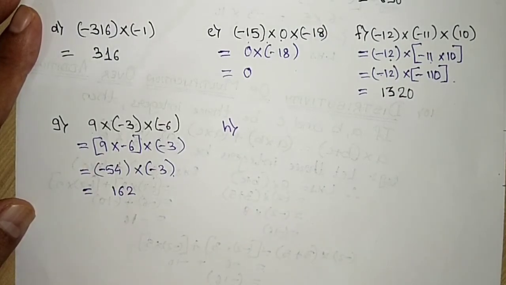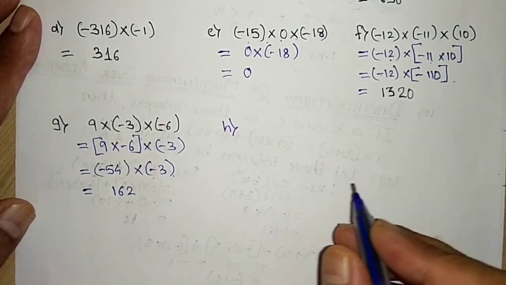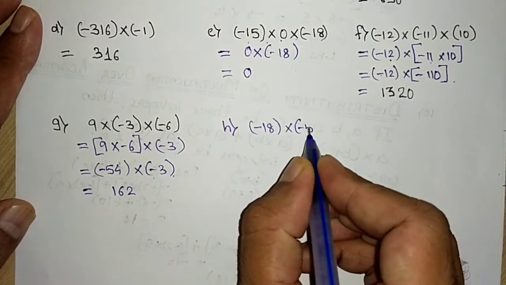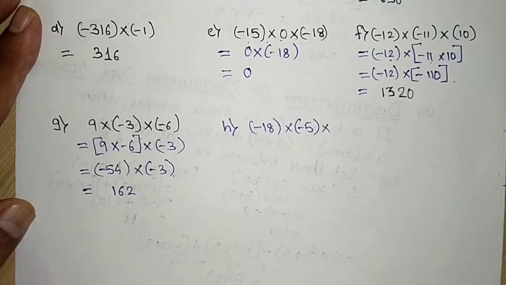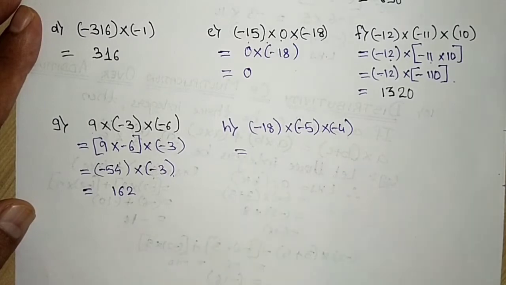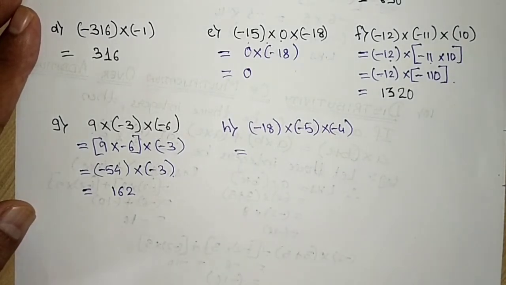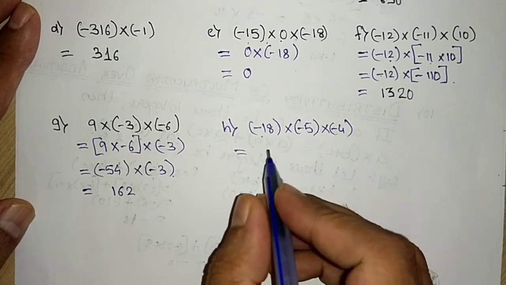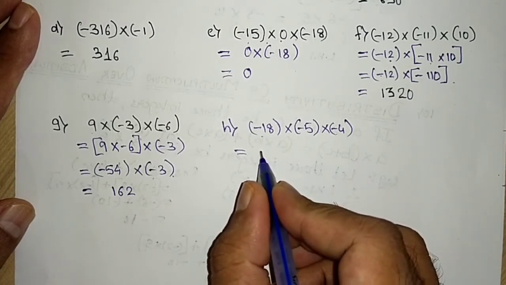Question number 1 in that H is minus 18 into minus 5 into minus 4. Students, here there are 3 numbers which are negative, so our final answer will be in negative only. So students, let us start. I will group again first and last. I will explain you why I am doing so.